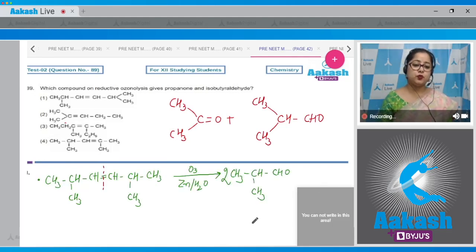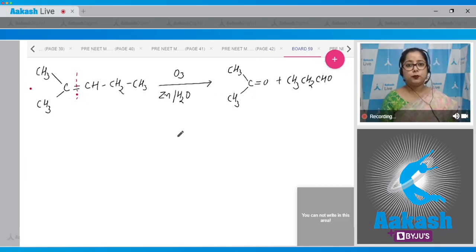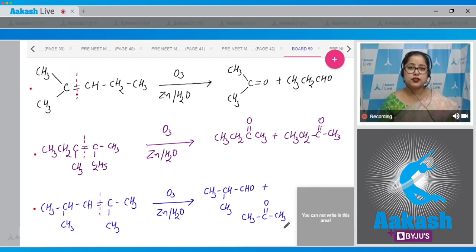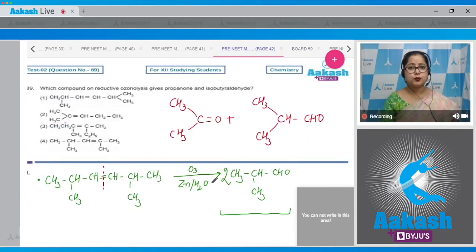So students, in option number 1, we get 2 molecules of isobutyraldehyde. Moving to option number 2, the products obtained after reductive ozonolysis are propanone and propanone. Moving to option number 3, we get two molecules of butan-2-one during reductive ozonolysis. Moving to option number 4, on reductive ozonolysis, the products obtained are propanone and isobutyraldehyde. We can clearly see. That means the correct answer for this question is option number 4.